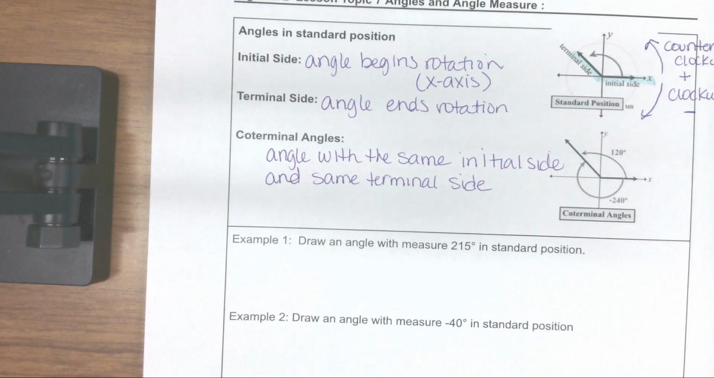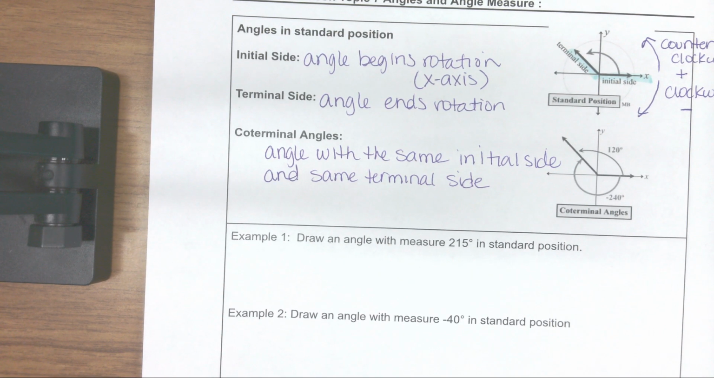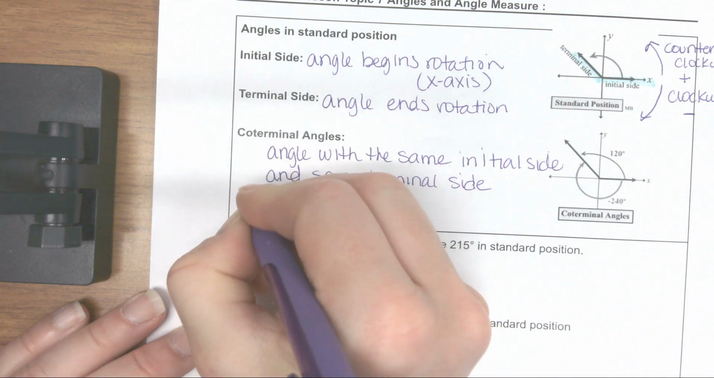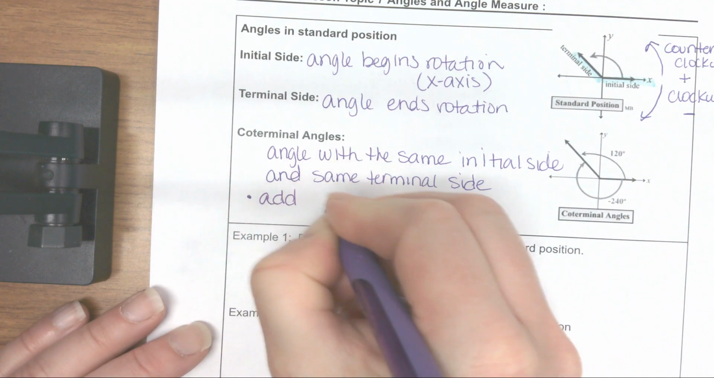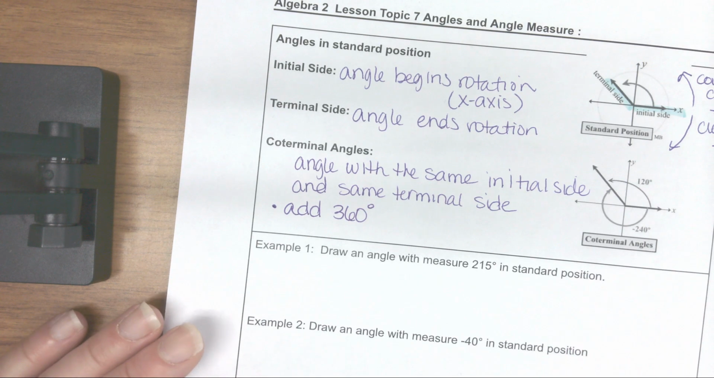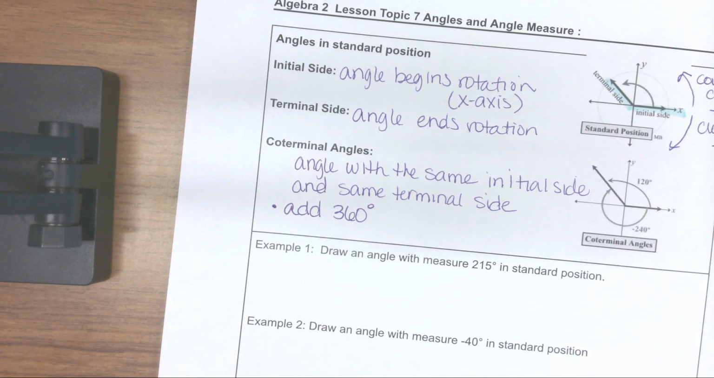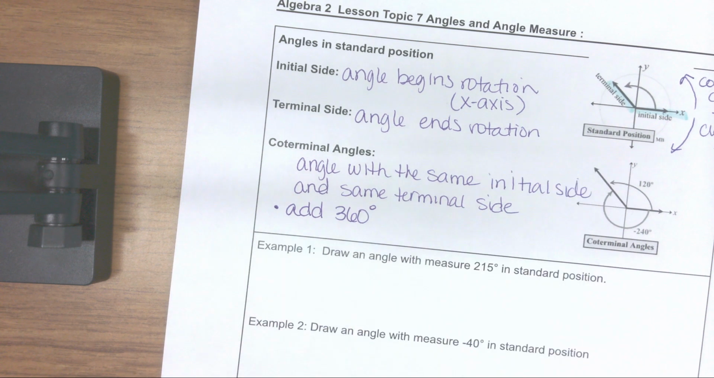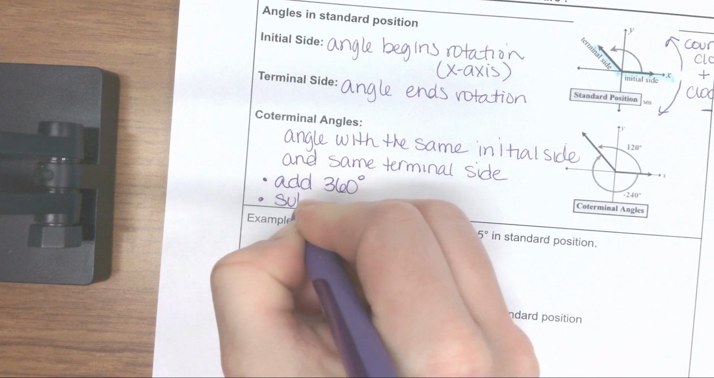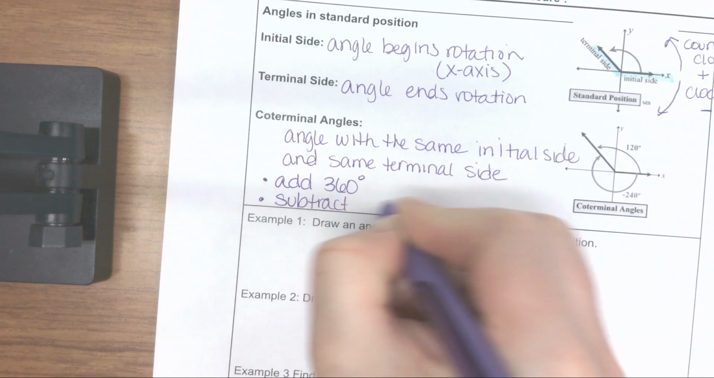When we're dealing with coterminal angles, here are two ways that you can find them. You can add 360 degrees, because you told me 360 is a full rotation. So if I rotate 30 and I add 360 to that, I would end up in the same spot. Or if you wanted to get a negative value, you could subtract 360.